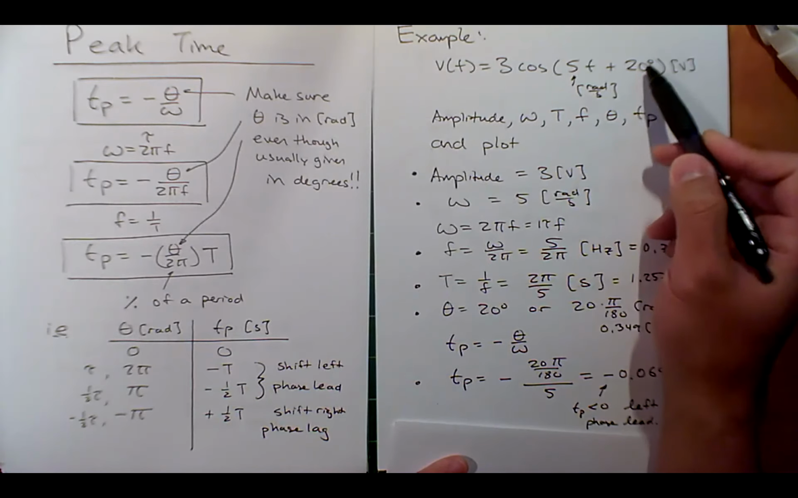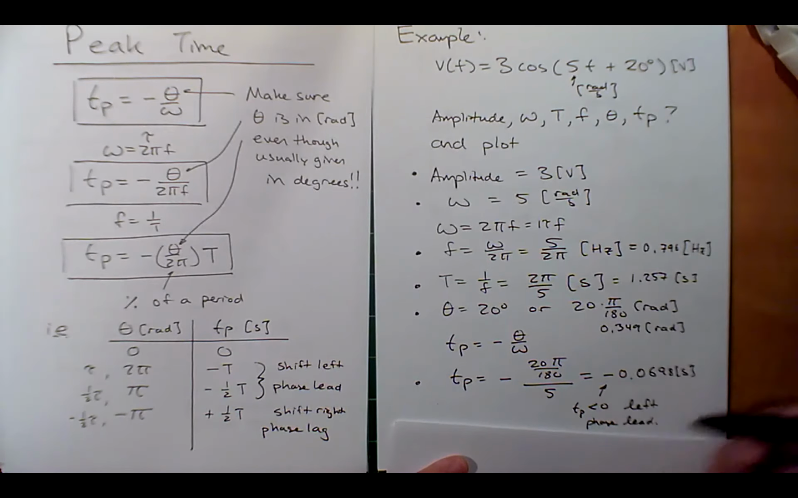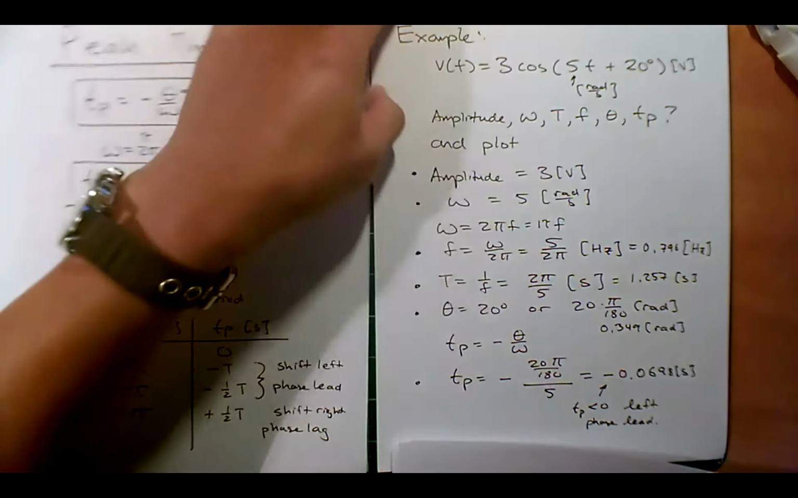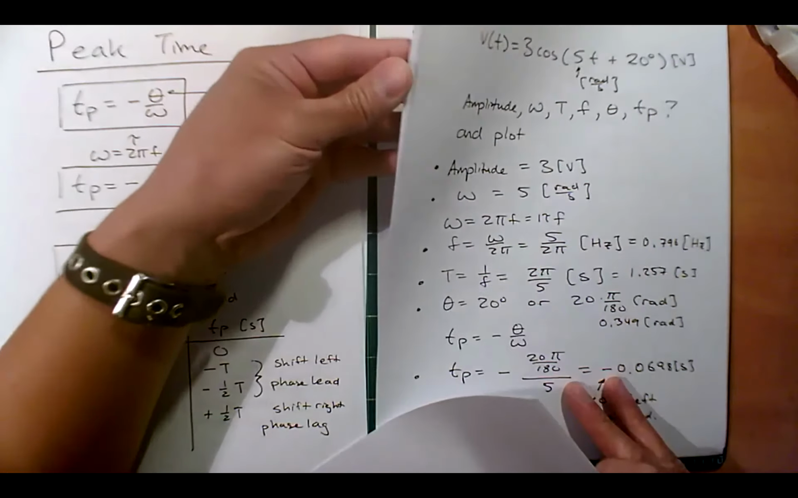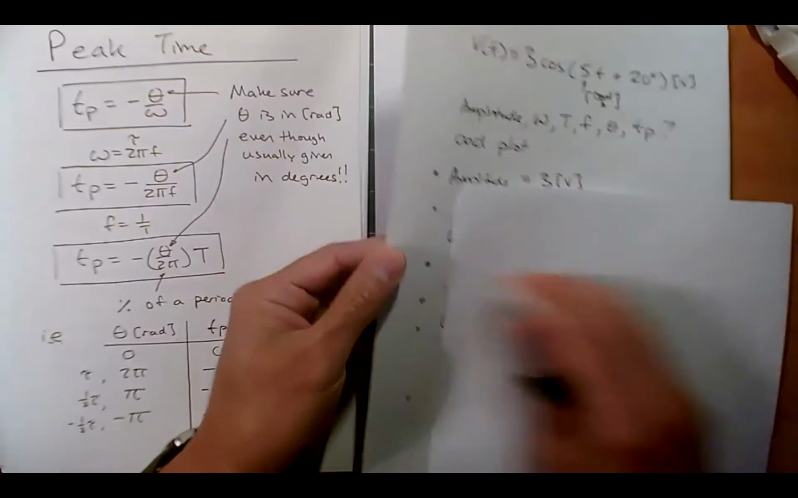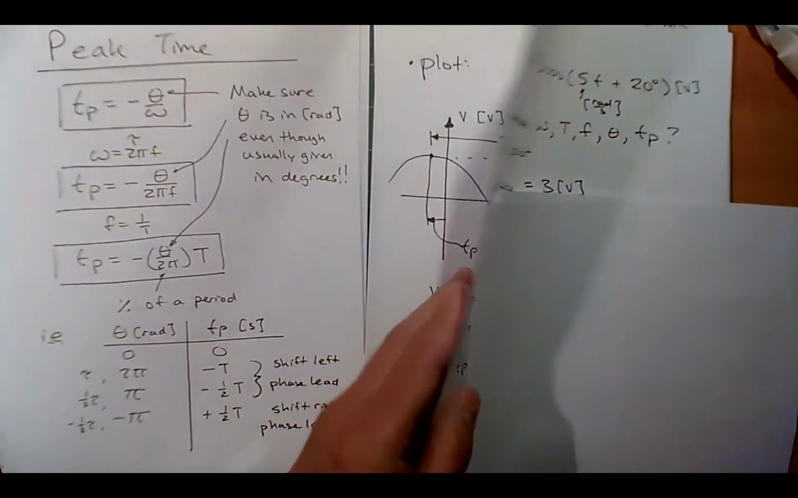Because this was a positive number, we're getting a negative peak time, which is shifting to the left, phase lead. Okay, 0.0698 seconds. Not very much, but still shifting to the left. Okay, good. No problem.